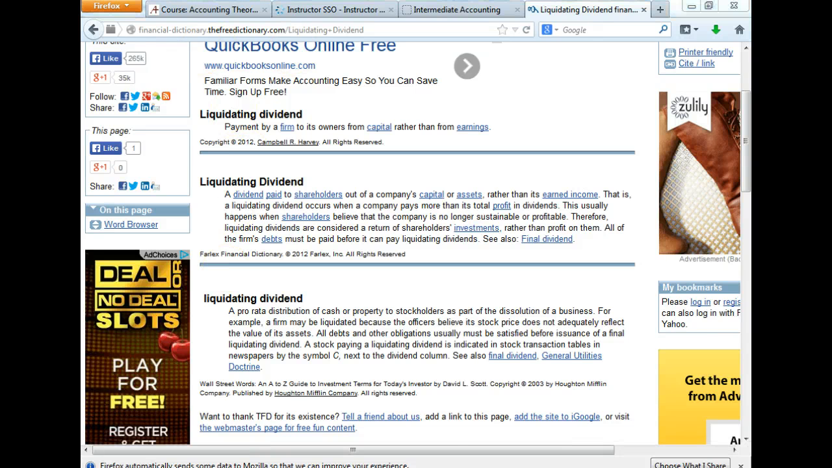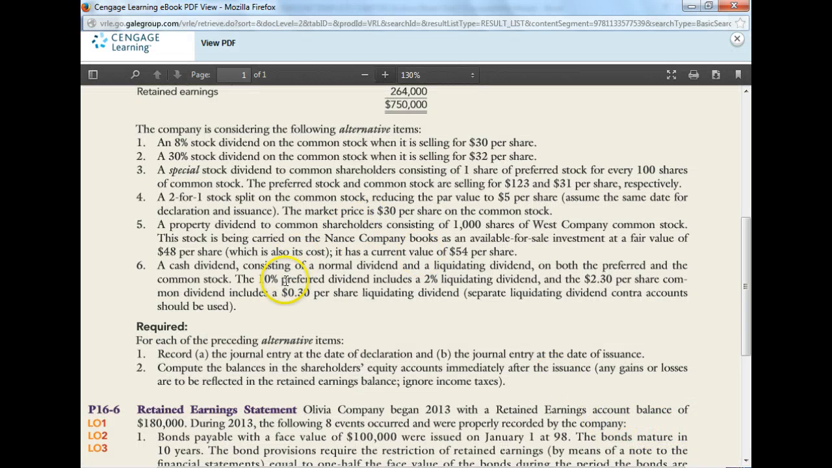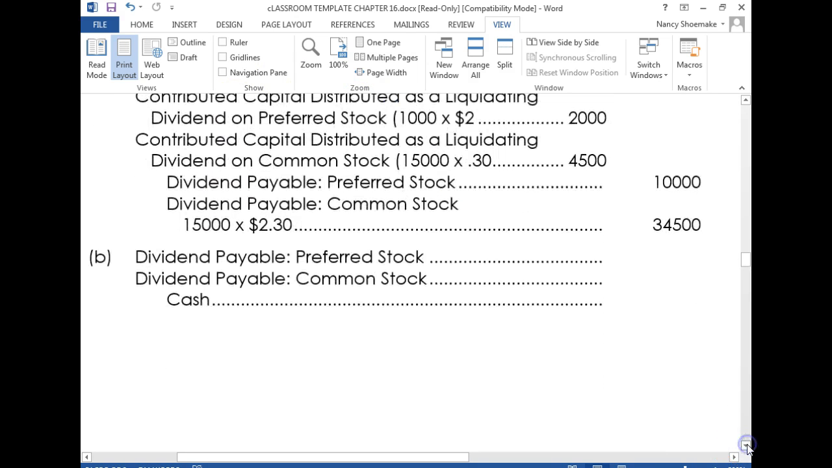Okay, guys, next for 30%. For each of the journal entries, do the date of declaration and the date of issuance. This was the date of declaration. Now the date of issuance: dividend payable preferred stock is 10,000, dividend payable common stock 34,500, and our cash is going to get reduced 44,500. Okay?